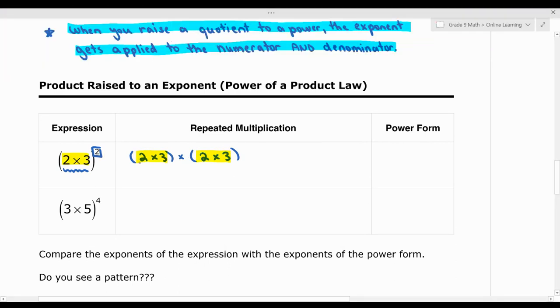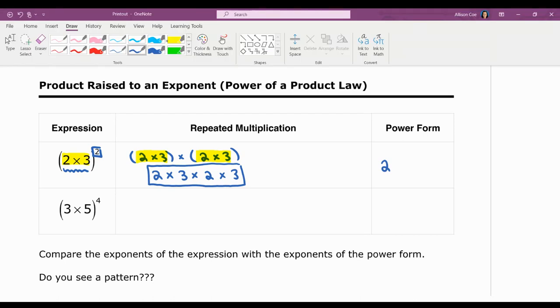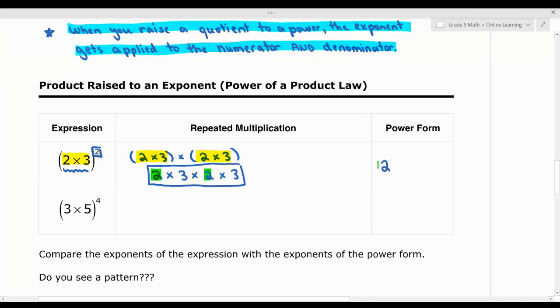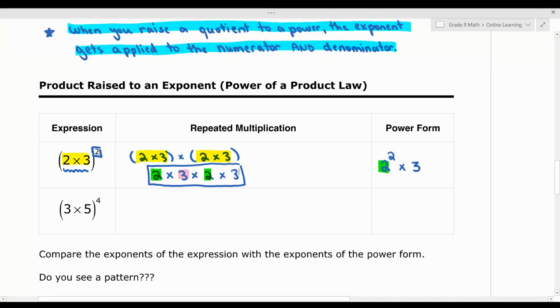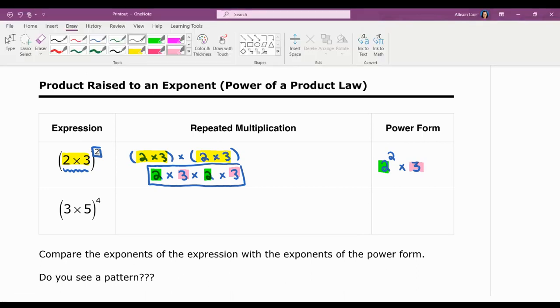Well, you'll notice you could actually drop the brackets here and think of it as just 2 times 3 times 2 times 3. And then if I were to clean this up into separate powers, that's like me saying I have the base 2. So I'll color code this. So I have this number 2 times, and then I have the other base 3, also 2 times.